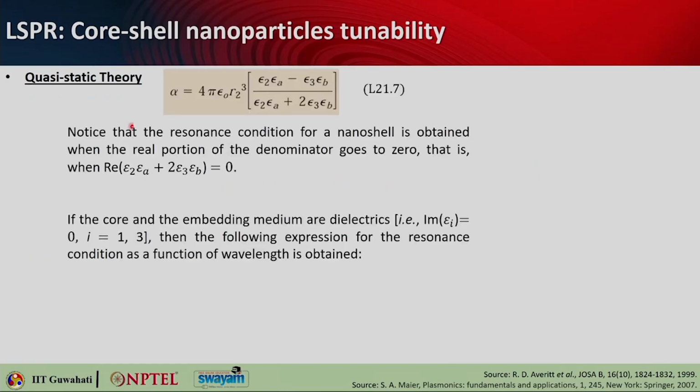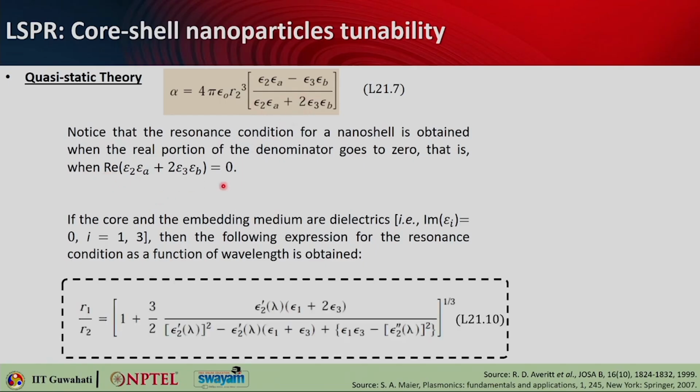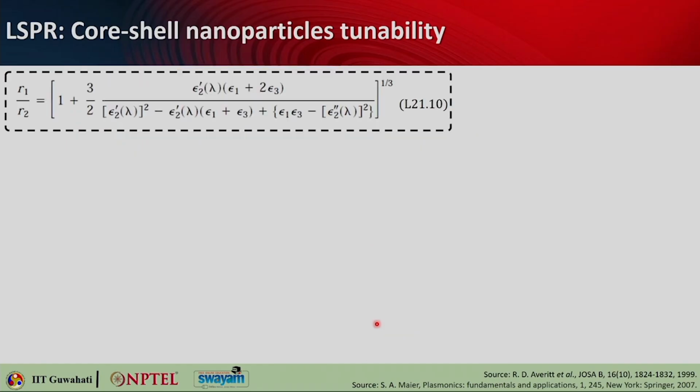Fine. So, if someone tells you, okay, this is the polarizability alpha, what is the condition for resonance? The condition for resonance is that the real part of the denominator goes to 0. So, you can write real of this going to 0. So, you can actually find out what that is. You put epsilon A and epsilon B into this equation, you can find out the condition R1 by R2 equals this. So, this is the condition for resonance.